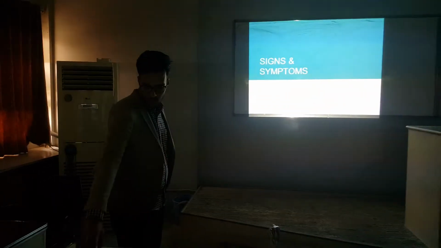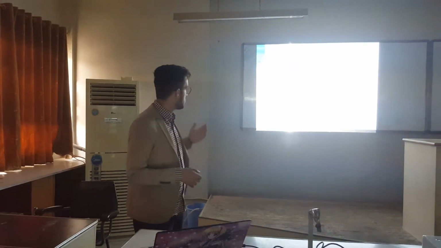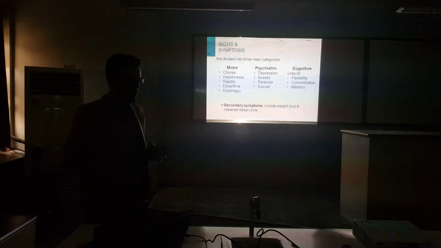Signs and symptoms of Huntington disease. Huntington disease has many signs and symptoms, as we said before. They are classified into three main categories, which are motor, such as chorea, hypokinesia, rigidity, dysarthria, and dysphagia, which appears in later stages of the disease.